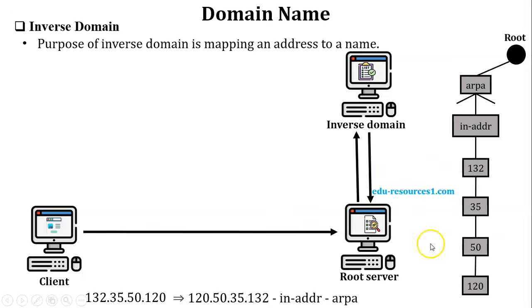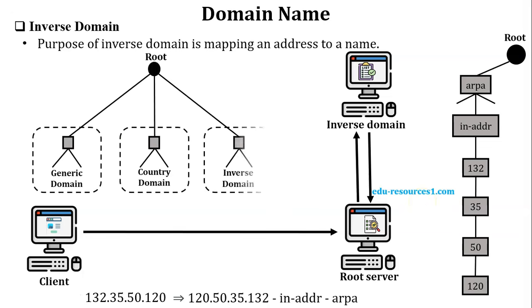So now the inverse domain passes that URL to the root server, because in this web URL, the top level domain is .com. It means the website belongs to the generic domain. So now see this diagram. Here the generic domain and inverse domain both are connected through the root node. So the inverse domain cannot send the URL directly to the generic domain.